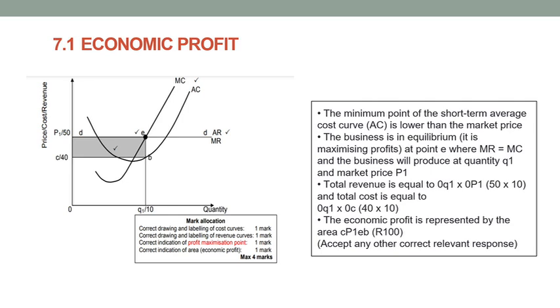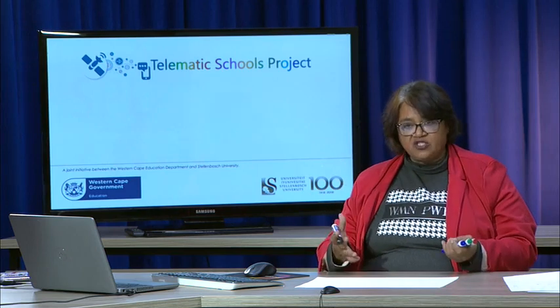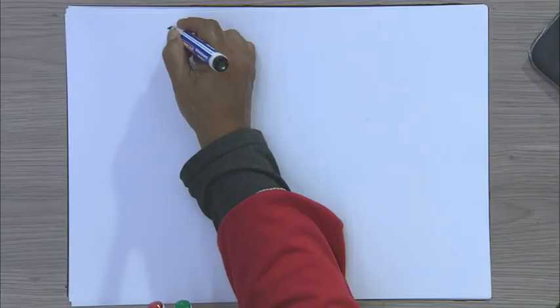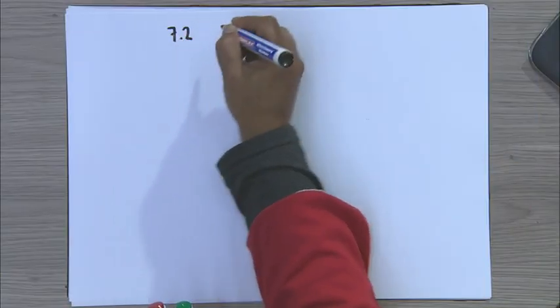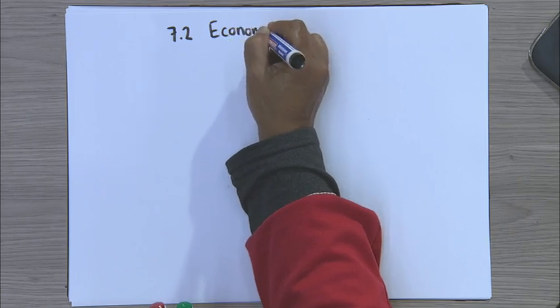Now, the second part of the question, they asked us the economic loss. They asked us to show the economic loss. Once again, they asked for 3 separate graphs. So we're going to draw a graph once again. And this time, this is now 7.2, and this is going to be economic loss.